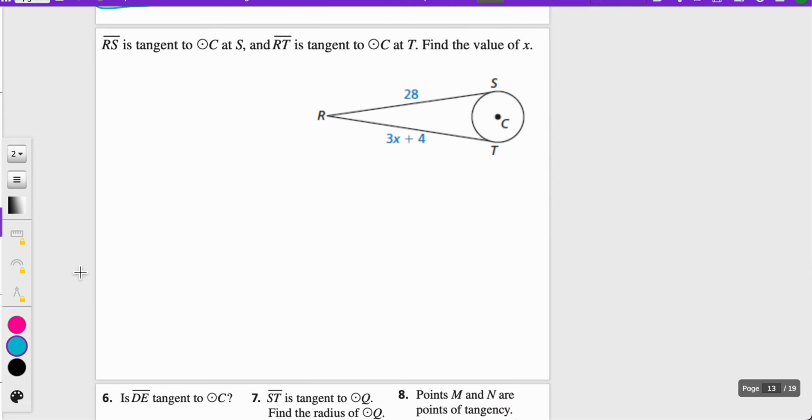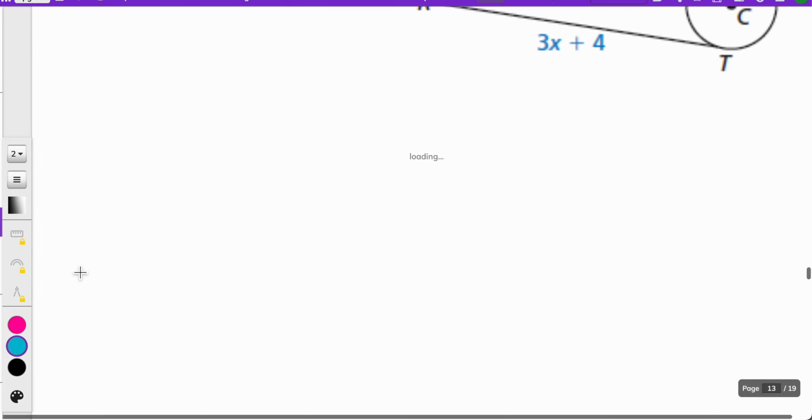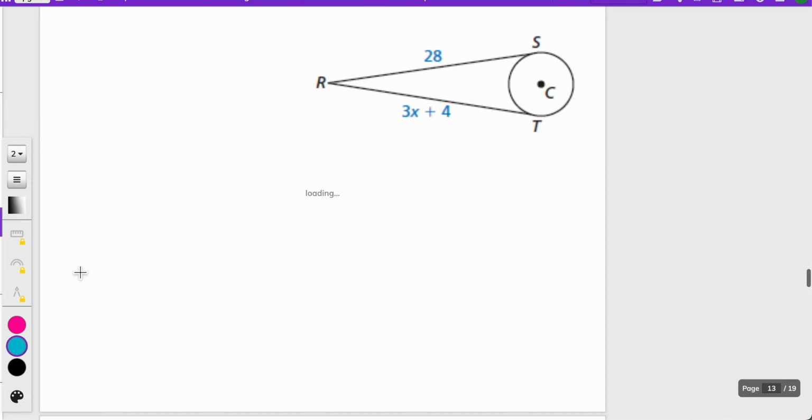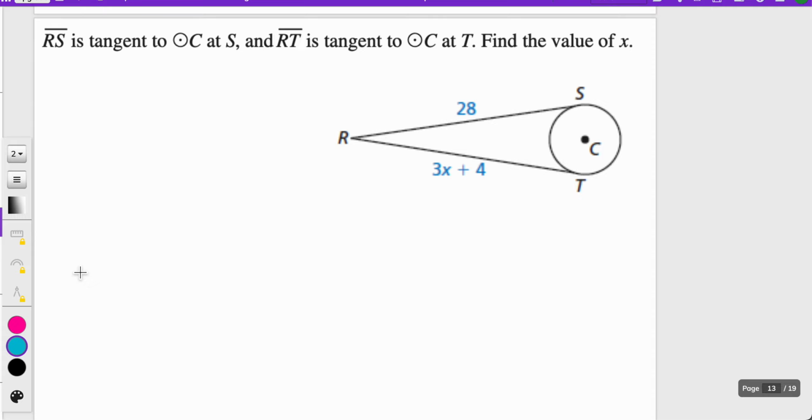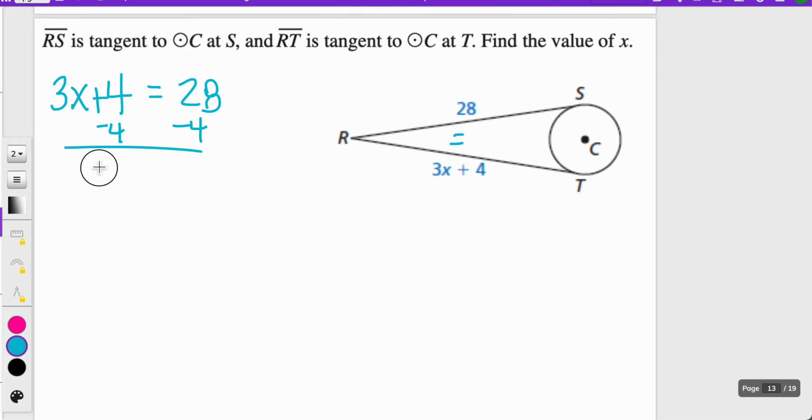All right, next up, RS is tangent to circle C. I'm going to zoom in just a little bit here. And RT is tangent to circle C at T. Find the value of x, okay? Because these are tangent, that means they're also equal. So I can say that RT, 3x plus 4, is equal to RS, 28. If I subtract 4 from both sides, I get 3x is equal to 24. So that means x is equal to 8.